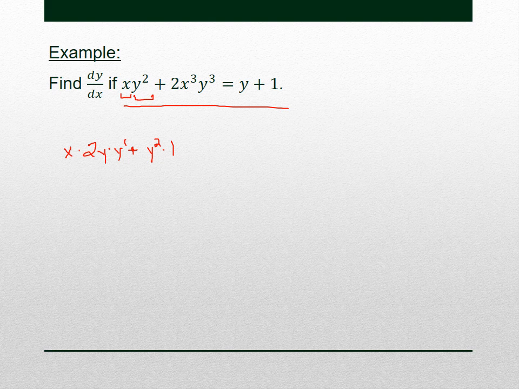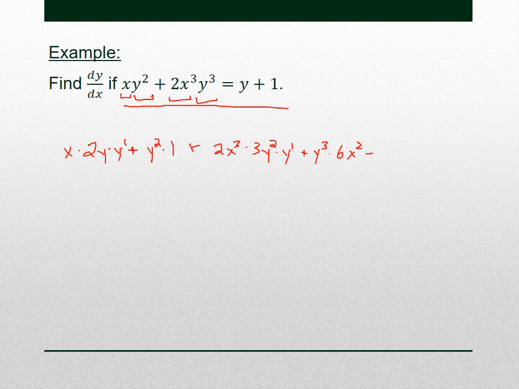All right, for the second term, we'll also need to use the product rule. And here our first term is going to be 2x cubed, and our second term is going to be y cubed. So we're going to add the first, 2x cubed, times the derivative of the second, which is 3y squared. And since that's a y that we took the derivative of, we're going to multiply by y prime. And then that was the first times the derivative of the second. So we'll add the second, y cubed, times the derivative of the first, which is 6x squared.